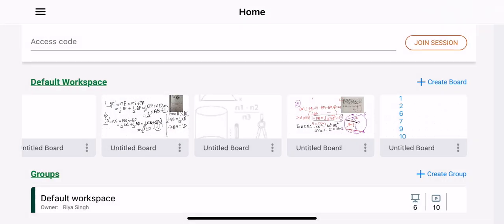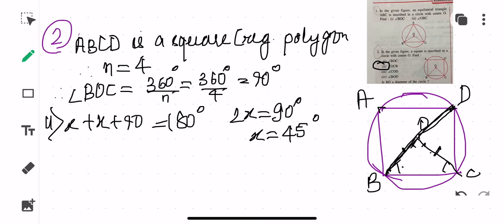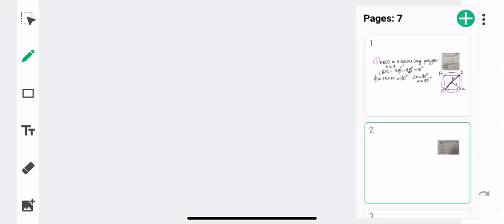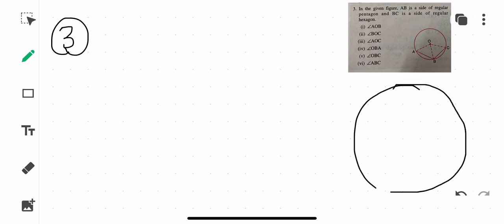Okay, so we'll now be moving to the next question, that is question number 3. So what does question number 3 say, children? I'll just look into the board which we have taken. Okay, yes, so this is our question number 3. See, the figure has been given. In the given figure, AB is the side of a regular pentagon. I'll just draw the figure. See, they have used the term regular pentagon.